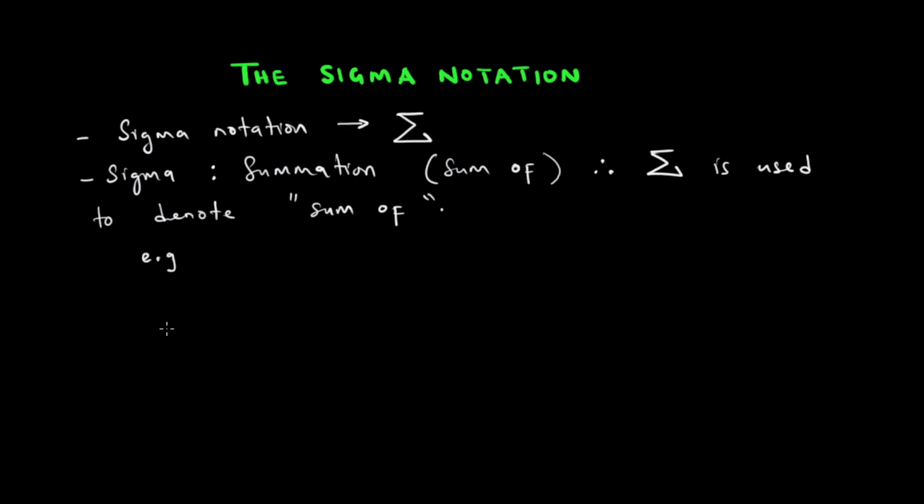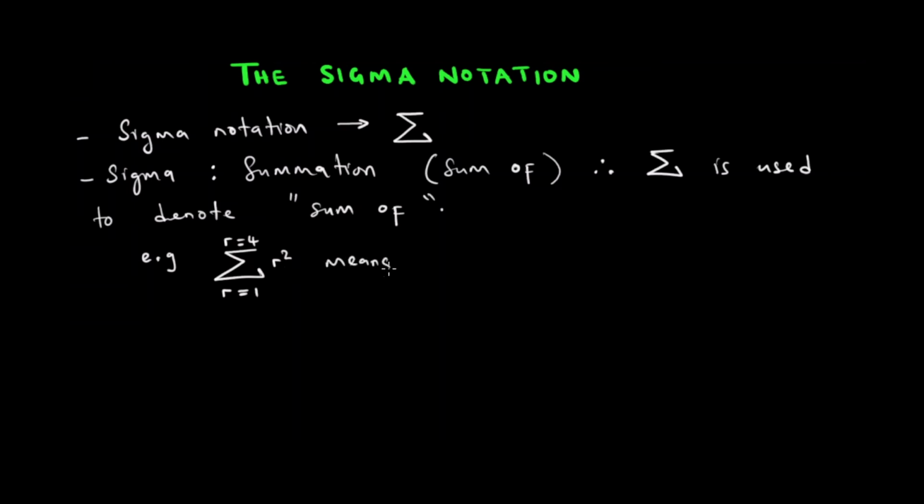So if we have an example like this, then we put a sigma notation like this. We put below here that r is equal to 1. Above here we put r is equal to 4, like this. Then here r squared.